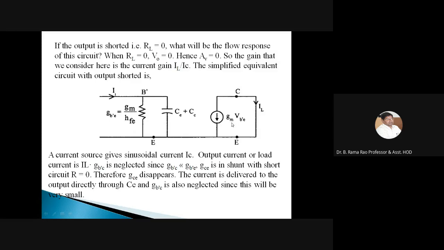The value of IL is equal to minus GM into VB dash E. So both are the same. The current flowing through this output is equal to this one, but the current direction is opposite. So we know that the value of IL is equal to minus GM VB dash E, where this minus sign indicates flow in the opposite direction.